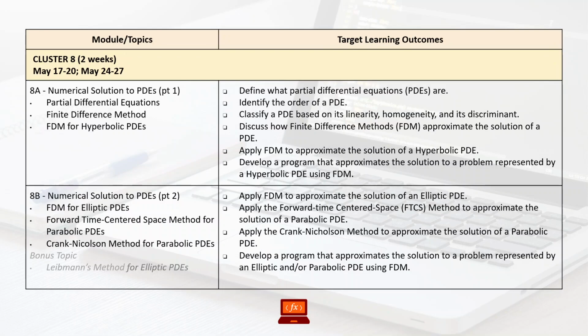Dito sa cluster 8, this is solely mathematical part na, wala nang programming part na i-discuss. So, ang aaralin for cluster 8, which is also for 2 weeks allotment, a recommendation lang naman yan, is May 17 to 20 and May 24 to 27. So, both numerical solution to partial differential equations ito. Alright? May bonus topic ulit dito na optional if you want to read on that. And basically, that's the end nung topics until May 24 to 27.